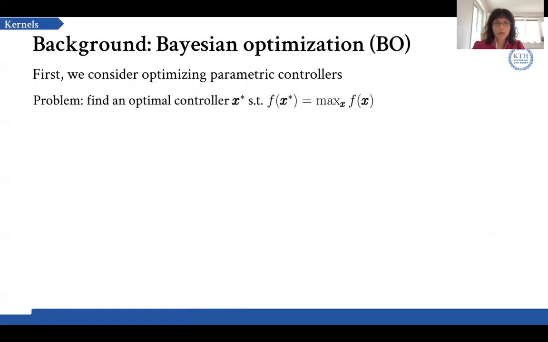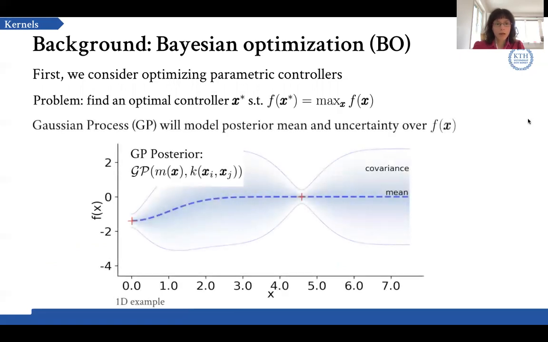So our problem is to find an optimal controller with parameters x star, such that we're optimizing a certain objective function f, or this could be cost, and then we will be minimizing it. We will model the posterior mean and uncertainty over f with a Gaussian process, with the mean function and the kernel. The prior mean function is usually taken as zero, and then the kernel is one of the key objects here. It determines how much the influence of the already sampled points extends in the search space.